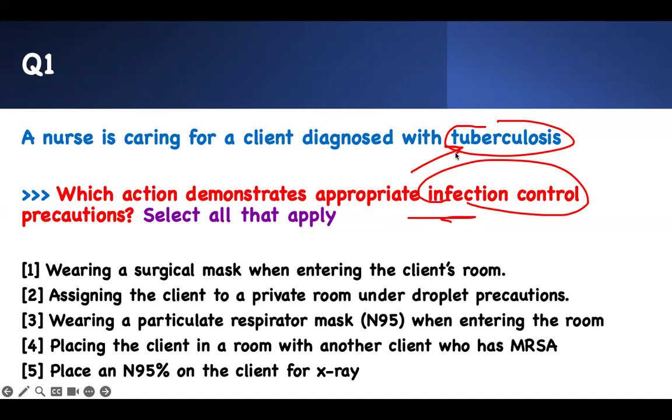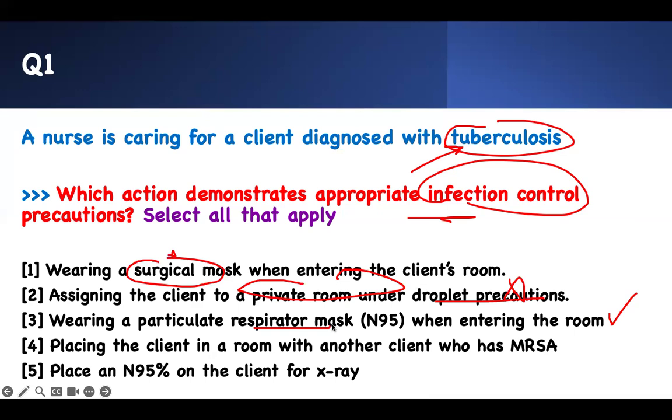For infectious control, you have to know the transmission mode of the disease. And then you use that to answer every question you're going to see. Wearing a surgical mask when entering the client's room is not appropriate because surgical masks will not be appropriate for tuberculosis because it's transmitted by what? Airborne. Assigning the client to a private room under Droplet. Private room is good. It's partially correct, but not Droplet precaution. Wearing a particulate respiratory mask, this is N95, when entering the client's room is to prevent what? Airborne, because the organism is in the air.